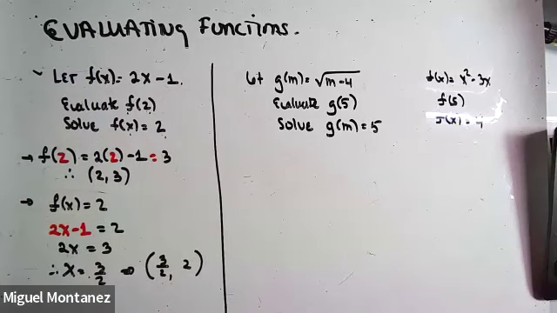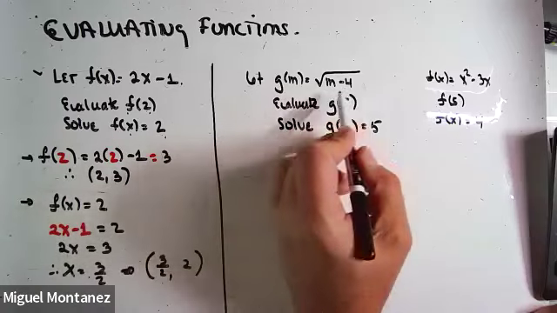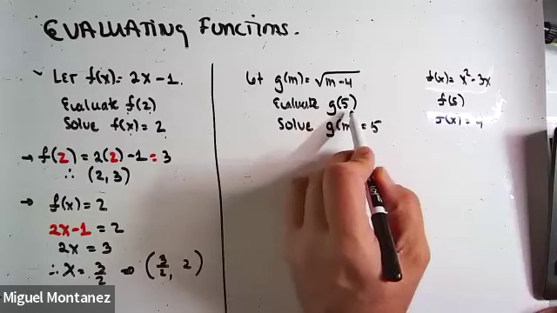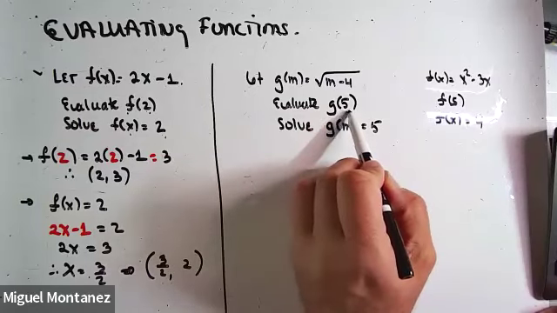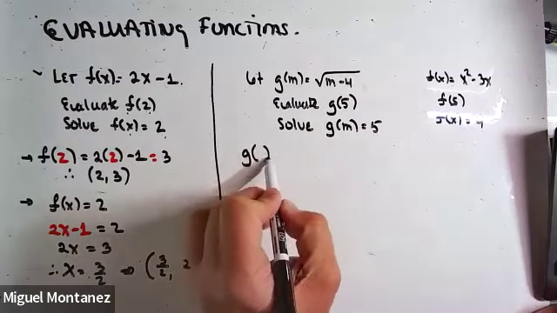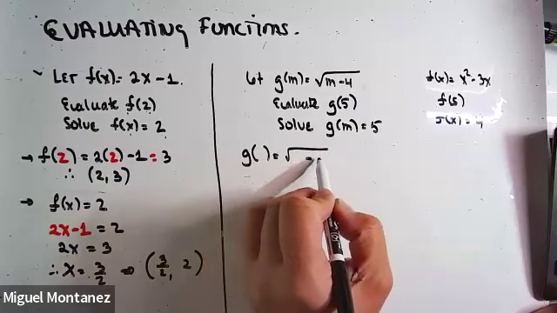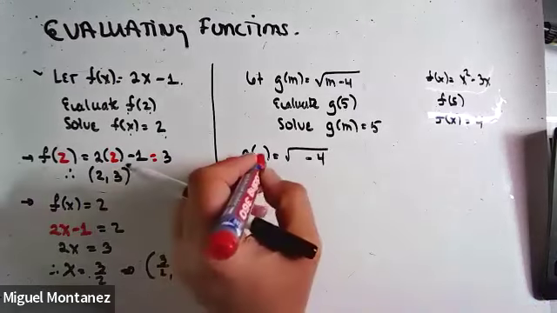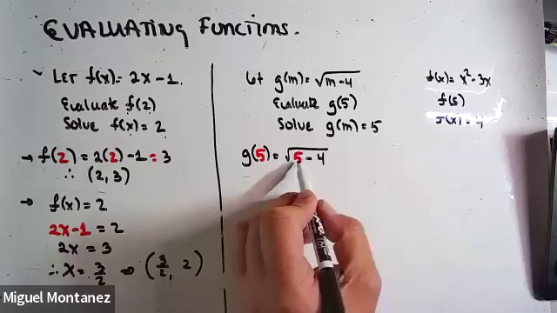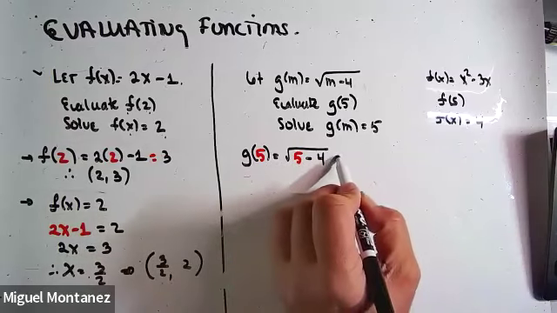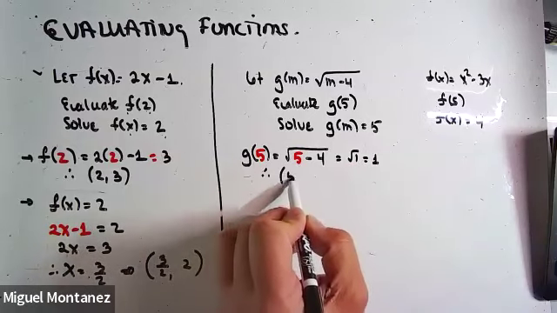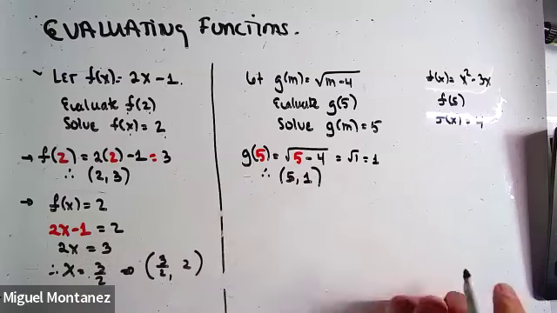Let's try something similar. Now I have g of m equals the square root of m minus 4. First, we want to find g of 5. So we are evaluating the function when the input is 5. When my input equals 5, how much is the output? Well, 5 minus 4 is 1, and the square root of 1 is 1. Therefore, when the input is 5, the output is 1.